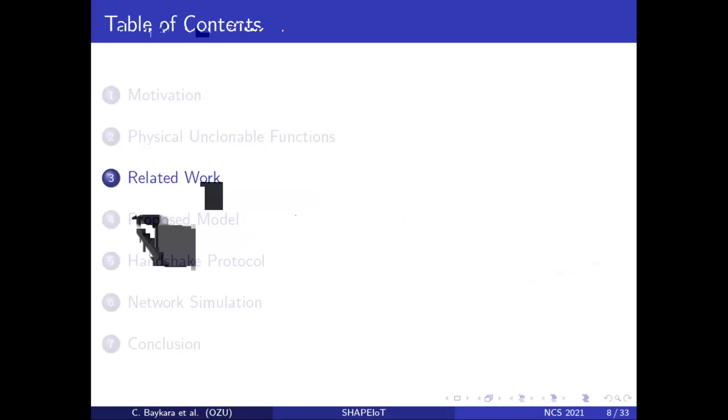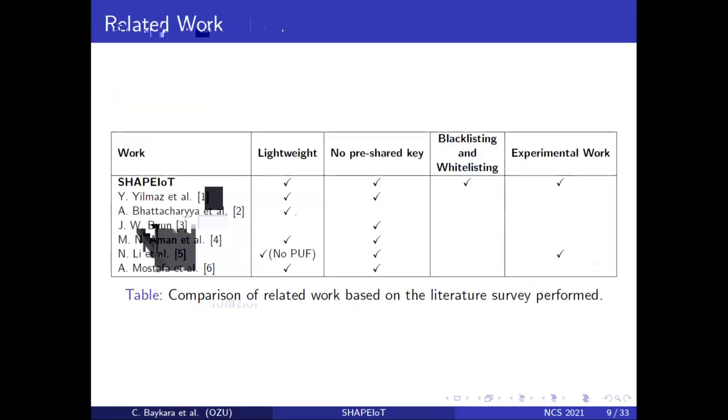I would like to talk a little bit about the literature survey which we have performed and similar work. I have a table here which compares our research with similar papers, and I would like to go through the important features I have here. The first is that the protocol needs to be lightweight. Of course, as I mentioned before, not all IoT devices have the same computational complexity. So if you want to include all devices from all ranges, the protocol needs to be lightweight.